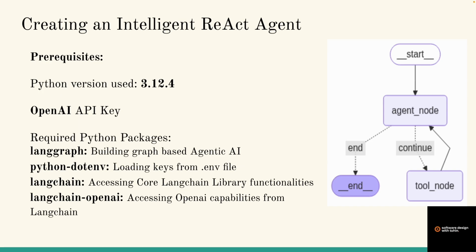The required Python packages are LangGraph, python-dotenv, LangChain and LangChain OpenAI. LangGraph will be used for building graph-based agentic AI. python-dotenv will be used for loading keys from the .env file. LangChain will be used to access core LangChain library functionalities, and LangChain OpenAI for accessing OpenAI capabilities from LangChain.